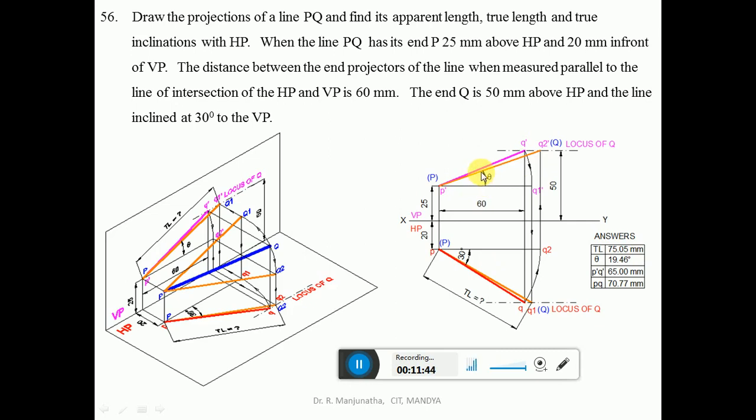By using the protractor, you measure the true inclination with respect to HP, which will be theta, measured as 19.46 when you are doing it in CAD. When you are doing it manually, it will be 19 degrees. Then by using the scale, you measure the length of P dash Q dash, which is the front view, which will be 65, both in CAD and manually. And you measure the apparent length of PQ in the top view, which will be 70.77 when you are doing it in the computer. When you are doing it manually, it will be 71. So this is how we will be able to find the solution.